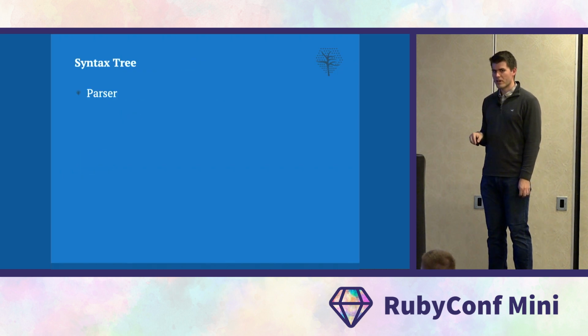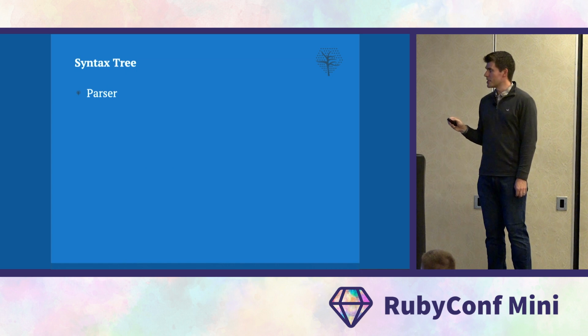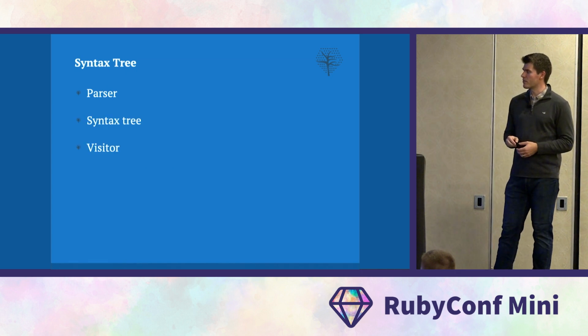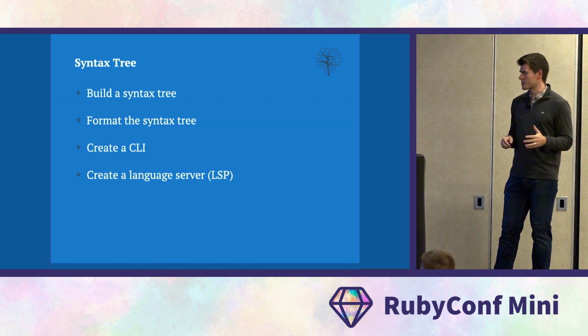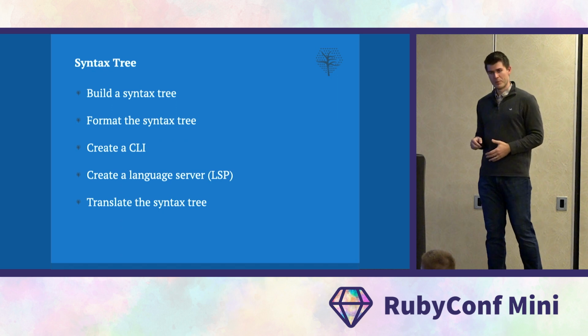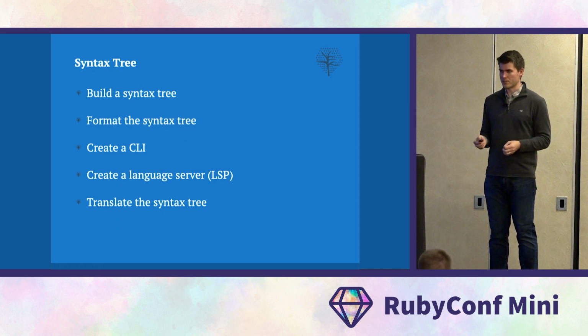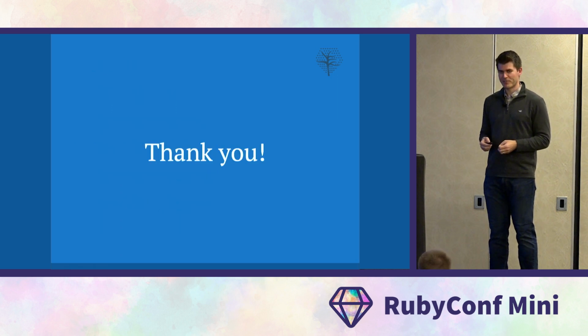So what is syntax tree? There are a couple of core concepts. There's the parser. There's what a syntax tree itself is. What is a visitor? The visitor is kind of key to translating the syntax tree into all these different formats. Finally, what we talked about: we built a syntax tree, and how it's built with Ripper. We formatted the syntax tree. We created a CLI to interact with this process. We created a language server, and we can translate the syntax tree into myriad representations. Thank you very much.